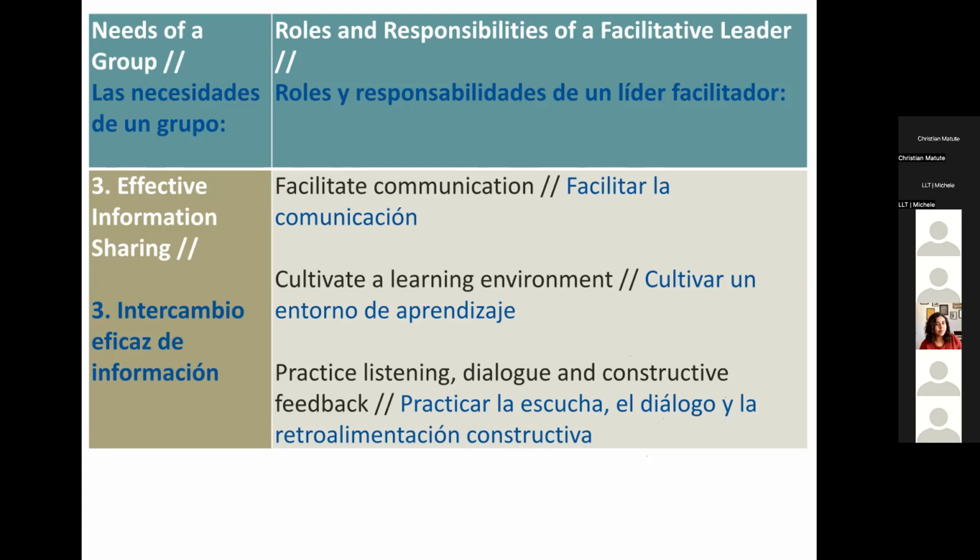This is Polly. Yeah. I would say one way that one might cultivate a learning environment is to ask different people from the group to present on areas of expertise. So sort of to pass the facilitation or presentation around to other people within the group. Yeah, that would be one great way to do that. Sure.